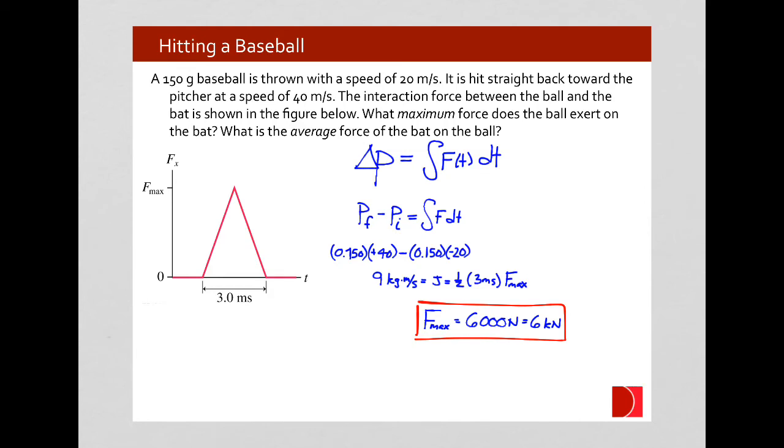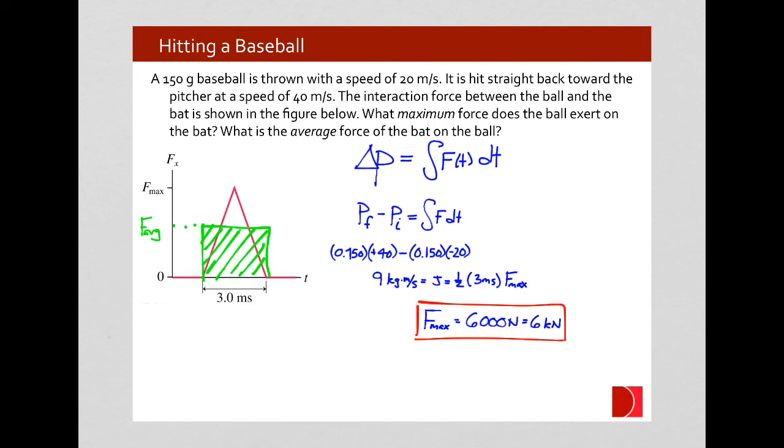We can also find the average force of the bat acting on the ball. When we find an average force, what we're doing is taking this total area, but instead of having it be the area of a triangle, we imagine the same amount of area and thus the same amount of impulse, change in momentum, but we think about it as a rectangle. And so there would be an average amount of the force that would give you the same overall impulse, but just as a rectangle rather than whatever actual shape we're looking at.